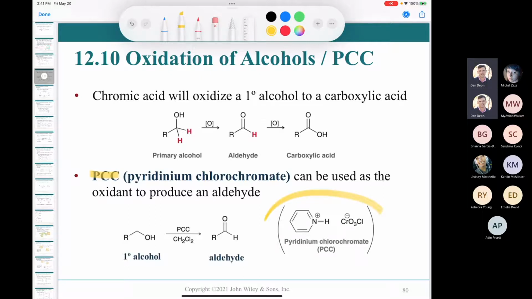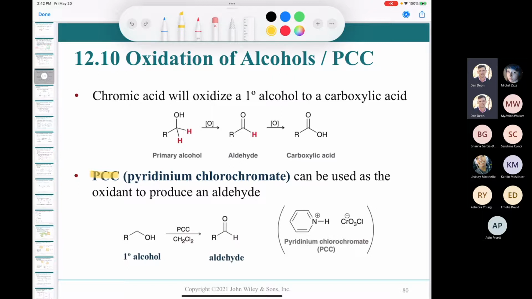Here's the structure of pyridinium chlorochromate. My students never bring up the Lewis structure or anything of pyridinium chlorochromate. However, they all know the acronym PCC: if you combine that with your alcohol and dichloromethane as a solvent, the primary alcohol will be oxidized to an aldehyde and it will stop right there. Reaction is complete. So, very cool reaction.